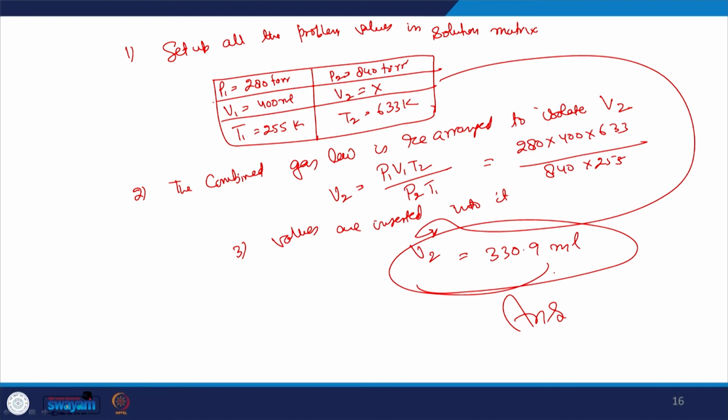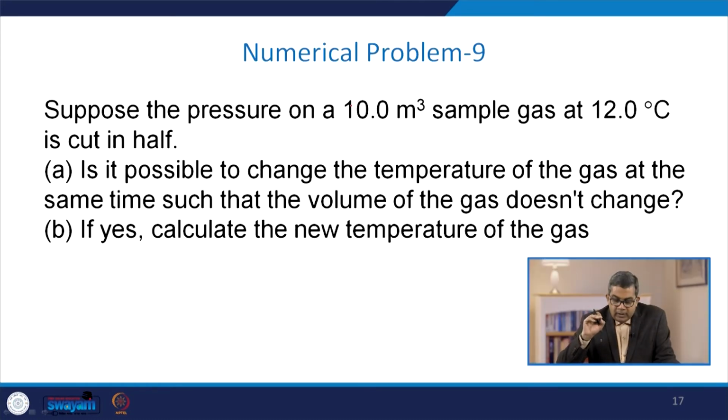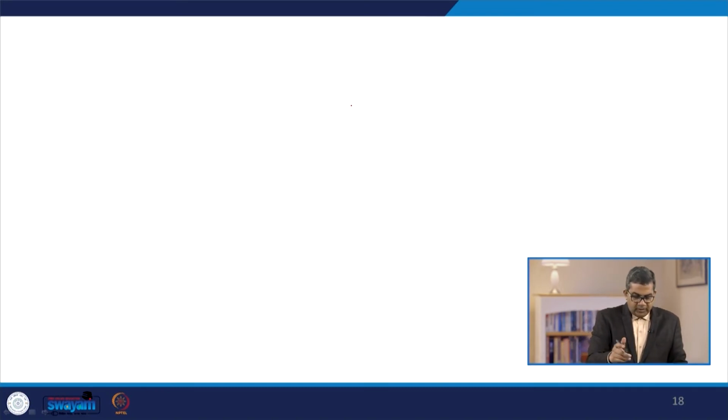Now, another problem. Suppose the pressure on a 10.0 meter cube sample of gas at 12 degrees Celsius is cut in half. Now, there are two parts. One is, is it possible to change the temperature of the gas at the same time such that the volume of the gas does not change? The second part is, if yes, then calculate the new temperature of the gas. So, let us solve this particular problem. The solution to the problem statement number 1.